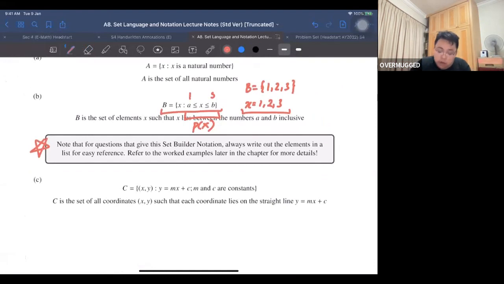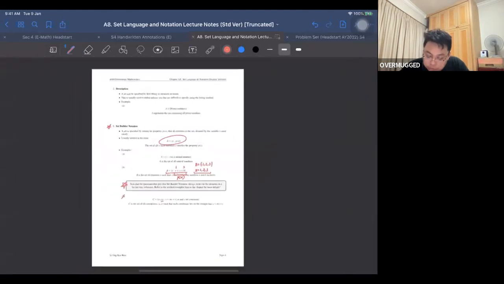So this one is a bit more funky, a bit more rare. Basically, what this means is that you're looking for coordinates where the coordinates lie on the line y equals mx plus c. This one I don't want to go through. If we have the time next time, then I will talk about it. But this one is really rare, so we can just ignore it.